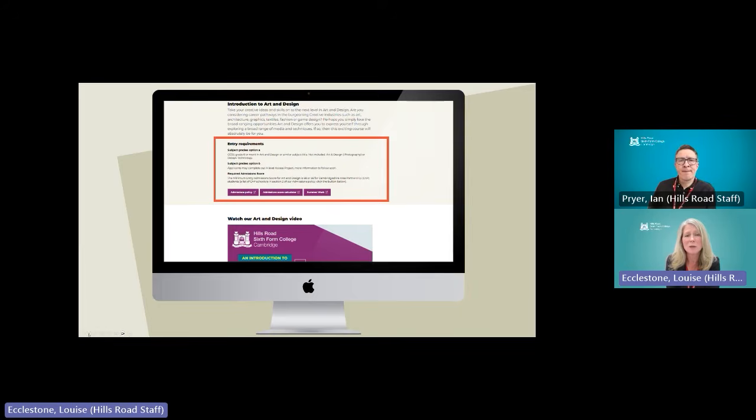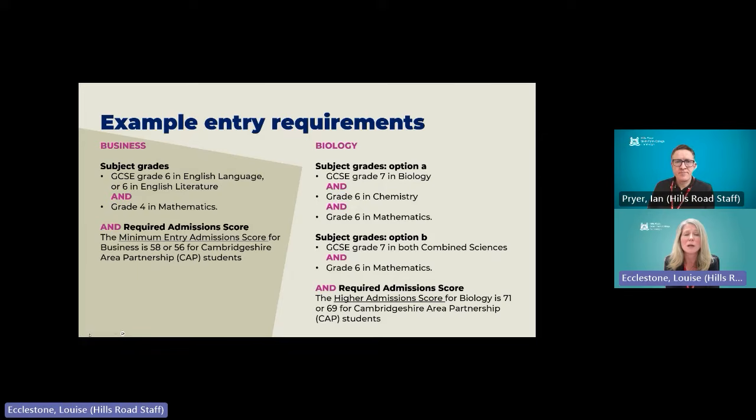So this just gives you a little bit of an idea. When you land on the subject page, if you scroll down just below the introduction, you'll see it says what the entry requirements are, and it will explain what the admission score is and what the GCSE grades are as well. And Ian's just going to give you a few examples of how they work in practice.